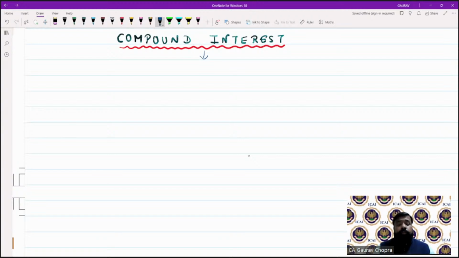Today's topic is very much important and relevant for the examination. Let us begin with the formula first, and then we will be taking one good example.